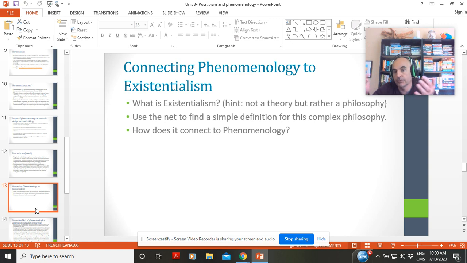It's also going to give you lots of illustrations because, as I said, you're going to see existentialism in novels and plays, so you may have encountered it, you may already have a feeling for it, and then if you're able to connect it to phenomenology, it's going to help you.